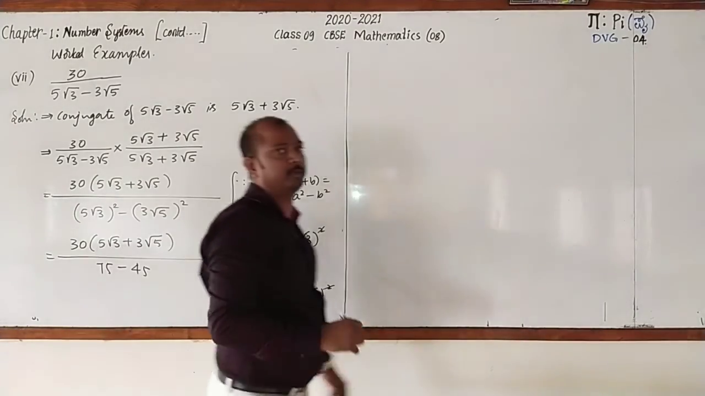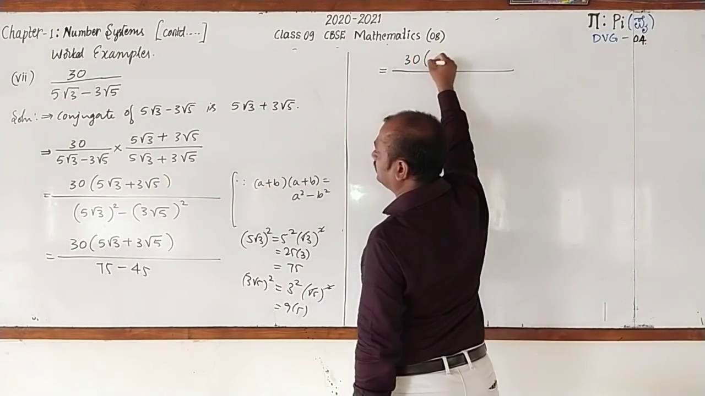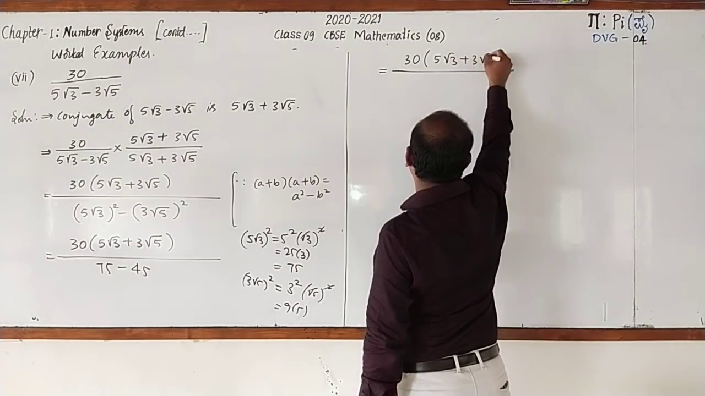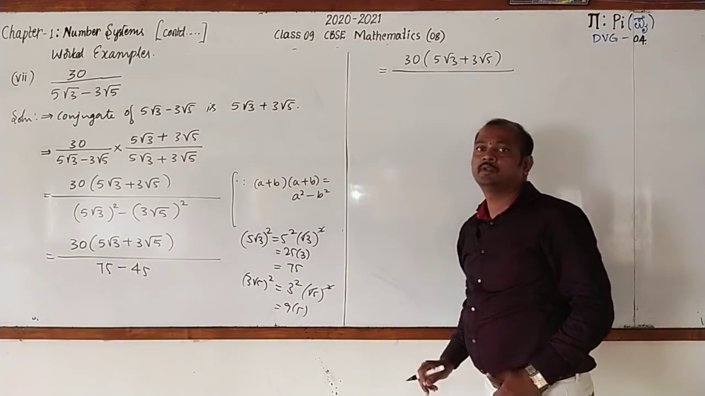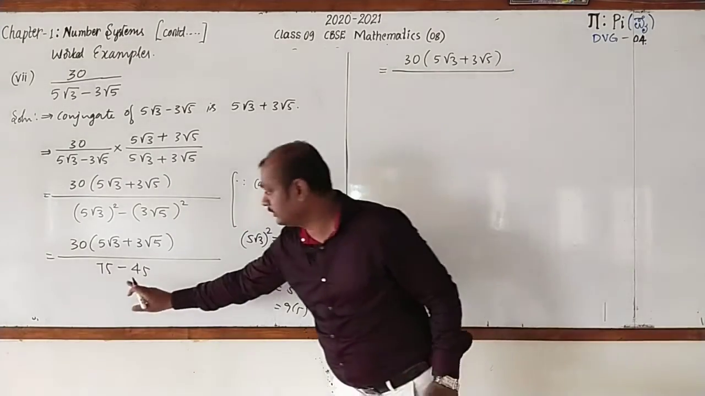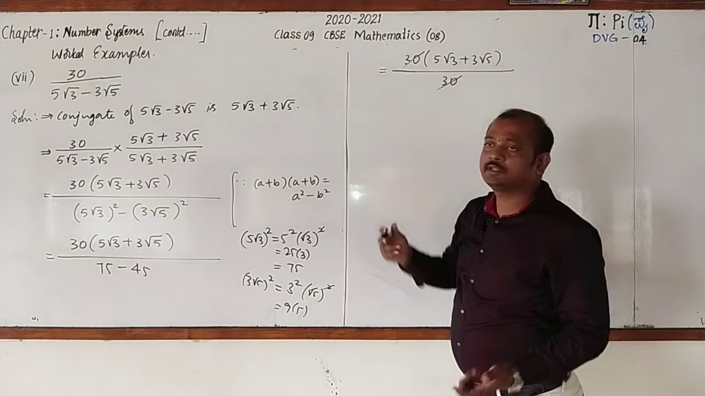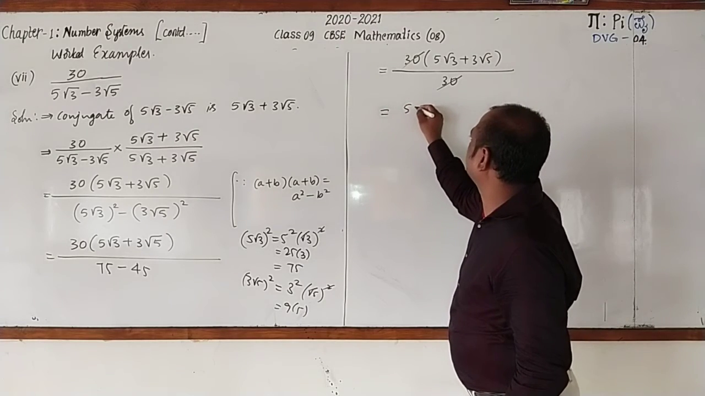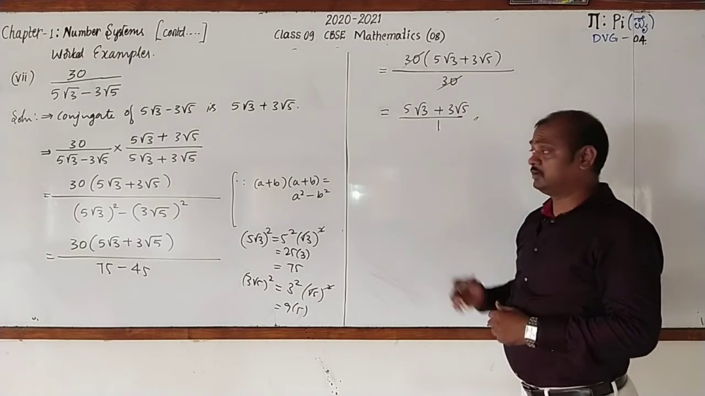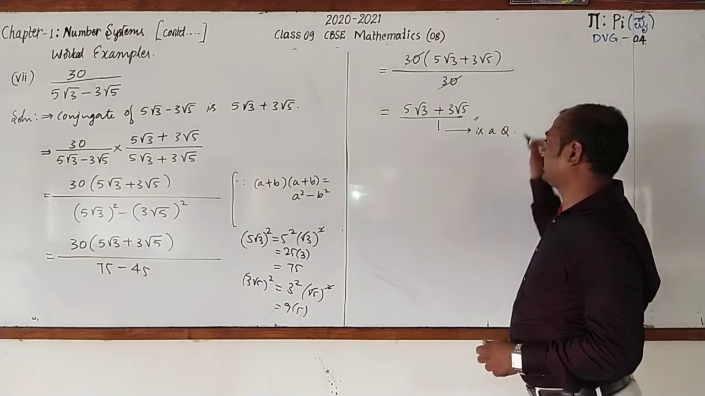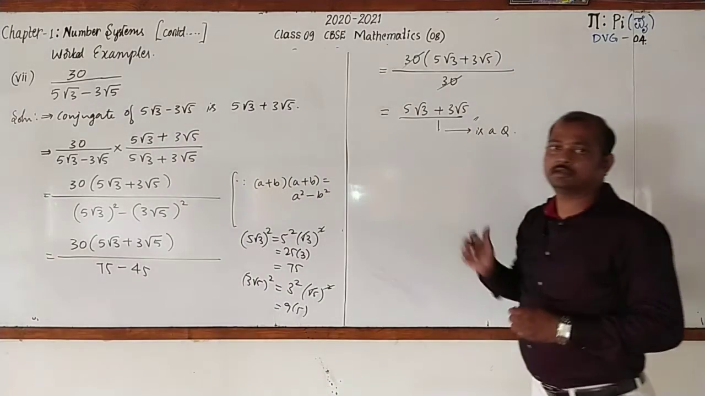I am going to continue that problem here. This is equal to, again write the numerator as it is, 30 into (5 into root 3 plus 3 into root 5). Denominator, what is 75 minus 45? It is, yes, 30. 5 minus 5, 0. 7 minus 4, 3. 30. See, the 30 can be cancelled. This is equal to (5 into root 3 plus 3 into root 5) divided by 1, where 1 is a rational number. So we have converted irrational into rational.